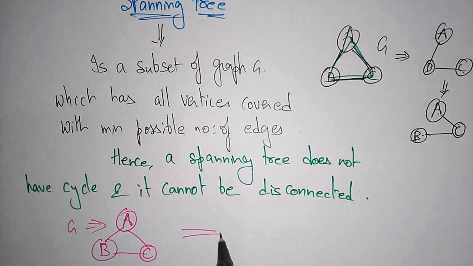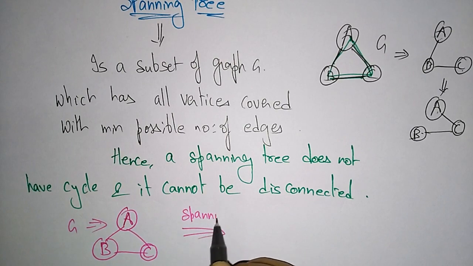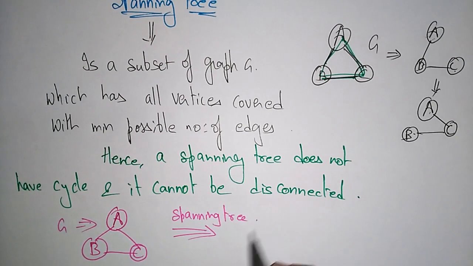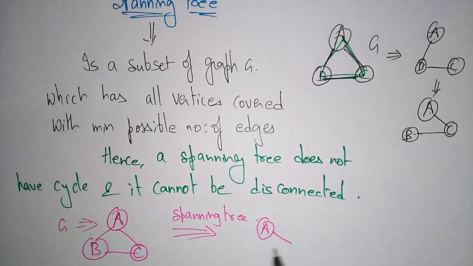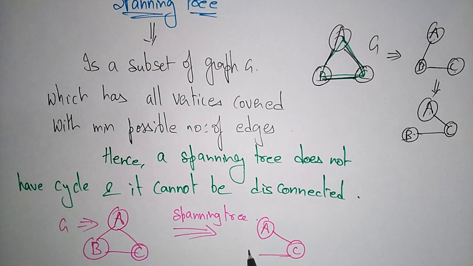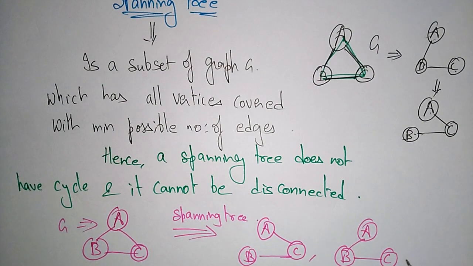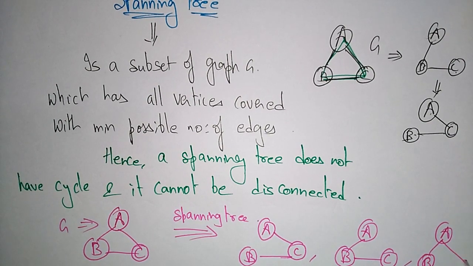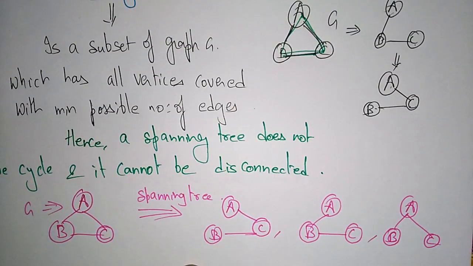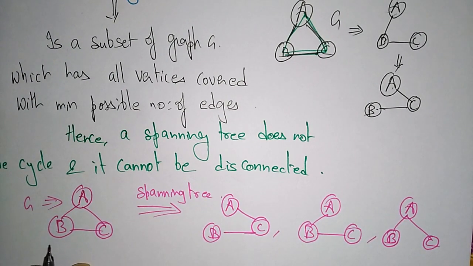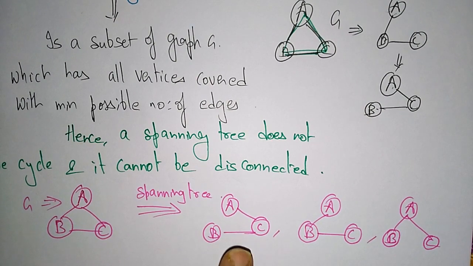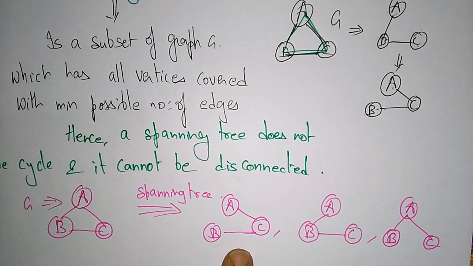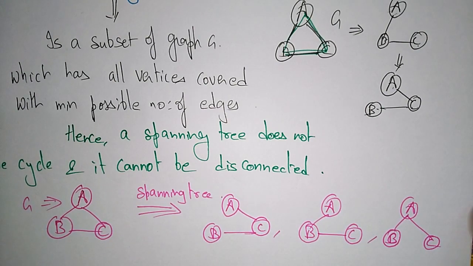And coming to the spanning tree, not minimum, the spanning trees for this graph are A, C, B, and A, B, C, or A, B, C. So these are the 3 different spanning trees that occur from the graph G. Here each is a subset of graph G which has all vertices covered with minimum possible number of edges. So this is about the spanning tree.